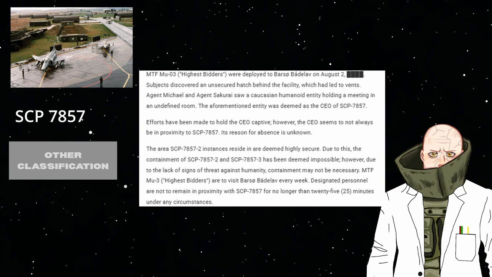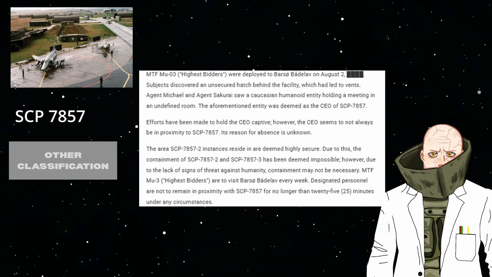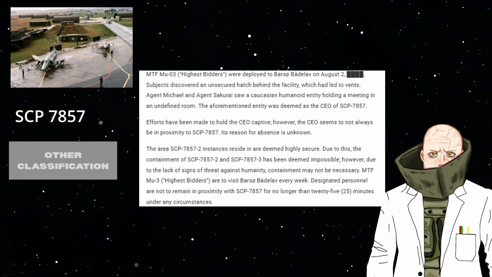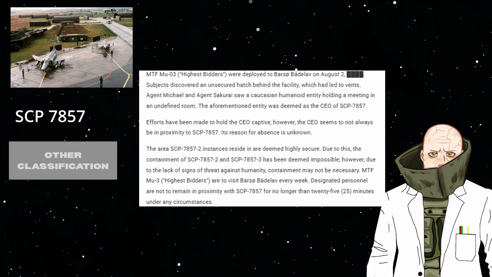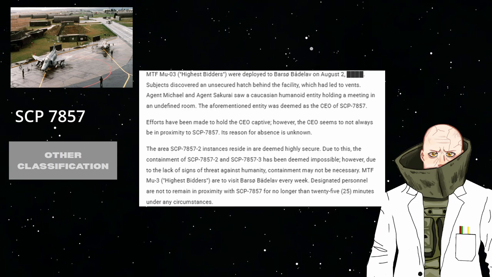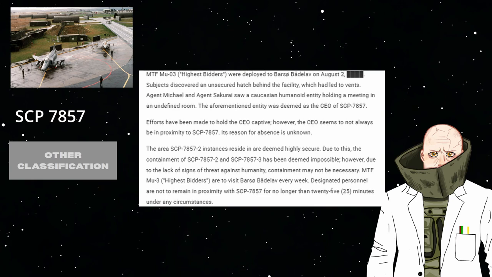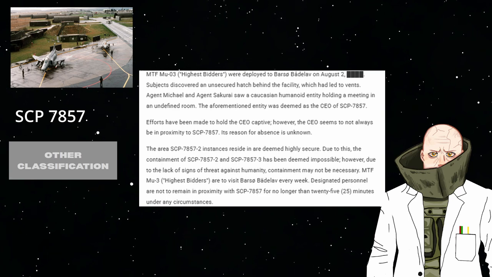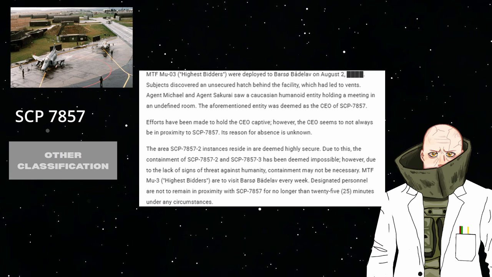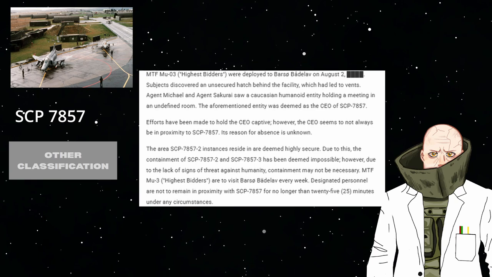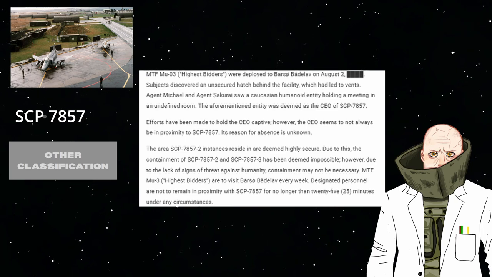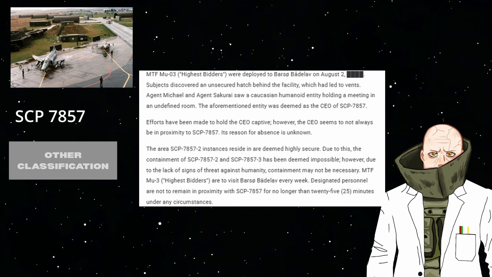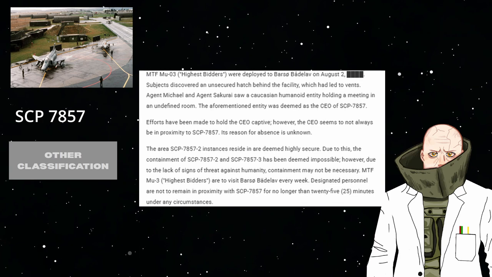Efforts have been made to hold the CEO captive, however the CEO seems to not always be in proximity of 7857. Its reasons for absence is unknown. The area 7857-2 instances reside in are deemed highly secure. Due to this, the containment of 7857-2 and 7857-3 has been deemed impossible. However, due to the lack of signs of threat against humanity, containment may not be necessary.